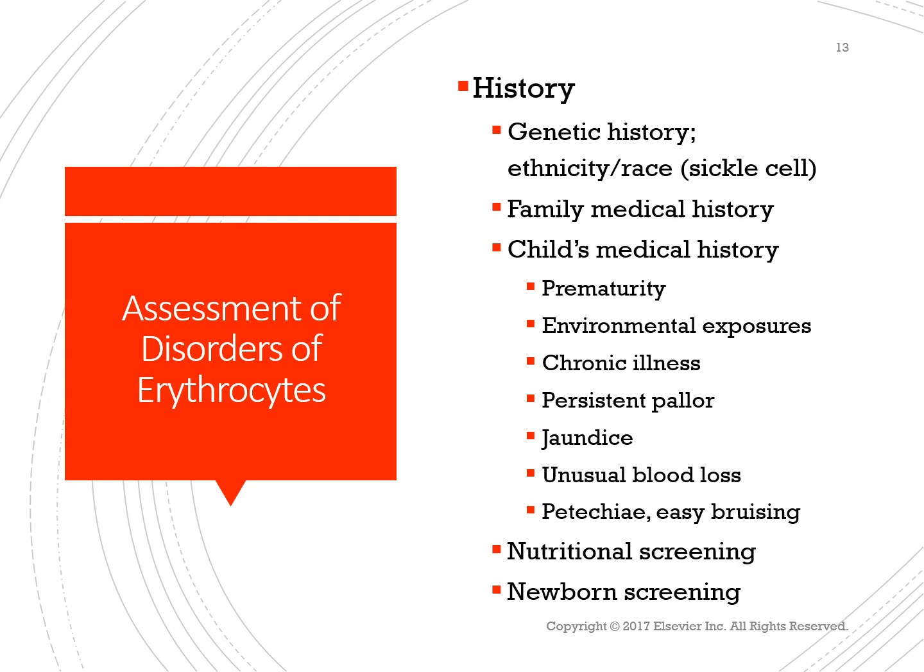Chronic illness. Do they have persistent pallor? Because that may be a sign of anemia. Jaundice may be a sign that the red blood cells are breaking down more quickly than they should. Have they had any unusual blood loss? Maybe they have a clotting disorder. Any petechiae or easy bruising, then we would consider, again, some bleeding disorders.